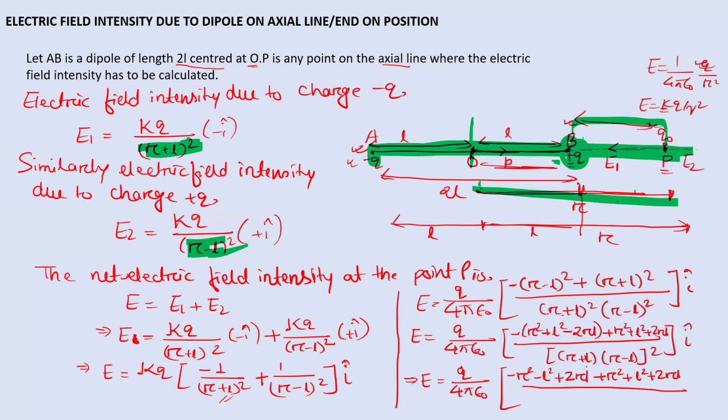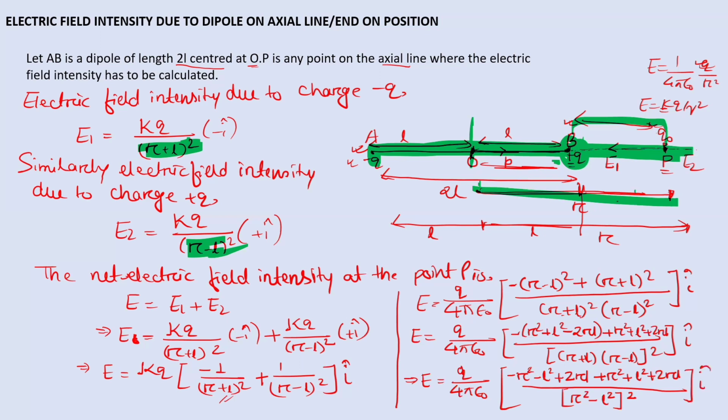In the denominator, we can write A plus B multiplied with A minus B, and the formula is what? A square minus B square. So the A is R, so R square minus B square, that is L square. Clear? And this square will be outside, and this I cap will be here.